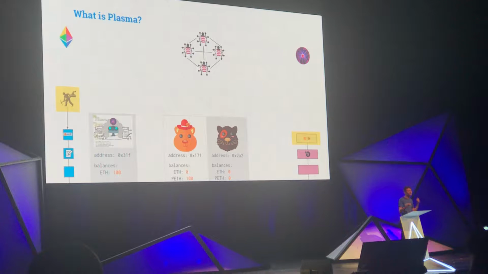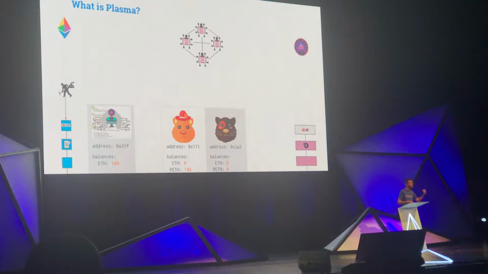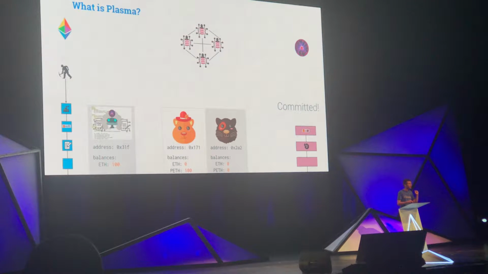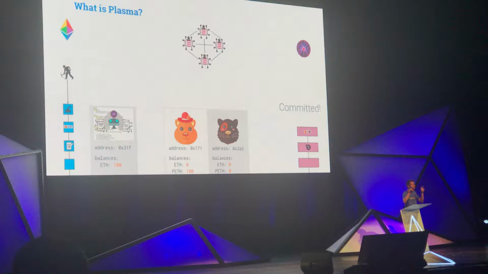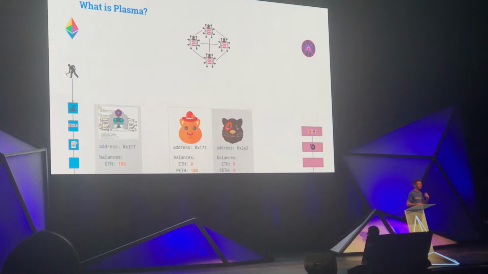So notice that the block is currently grayed out. That's because it's not yet committed to. And so eventually what we will do is we will mine a block on the Ethereum chain with that block commitment, and that will commit the Plasma block to the main chain. And so now we have the security of the main chain.